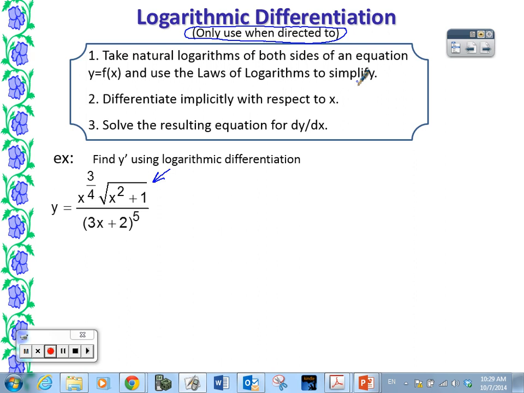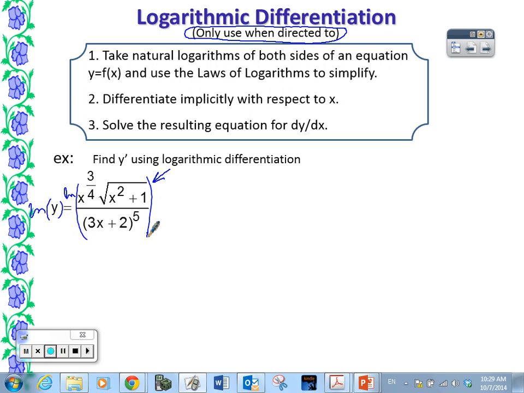Step 2, we're going to differentiate implicitly with respect to x. Then we're going to solve for dy/dx. Okay, that's our structure. So let's start. So just for simplicity purposes, I'm just going to take the natural log of both sides. Just showing it like this. I'm taking the natural log of both sides. Okay, that's step 1, or the first part.